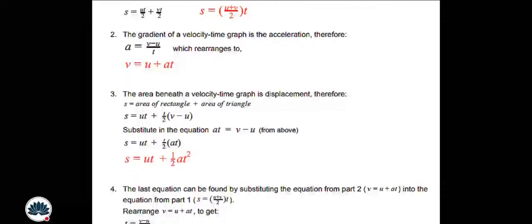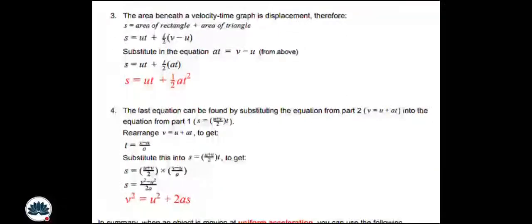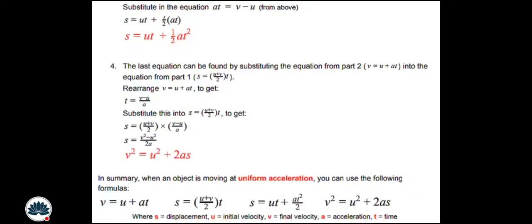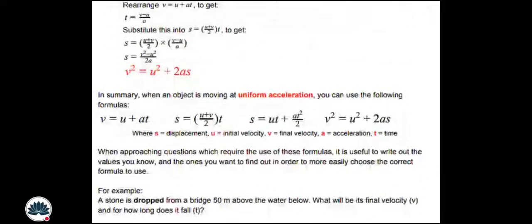The other formulas are v is equal to u plus at, and s is equal to ut plus 1 upon 2 at squared. It means that whatever value of t, the time, is given to you, you are required to square it. And v squared is equal to u squared plus 2as, where a means acceleration and s means displacement.